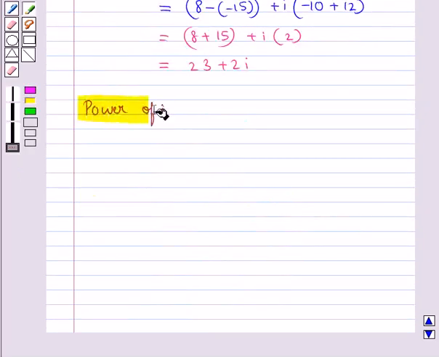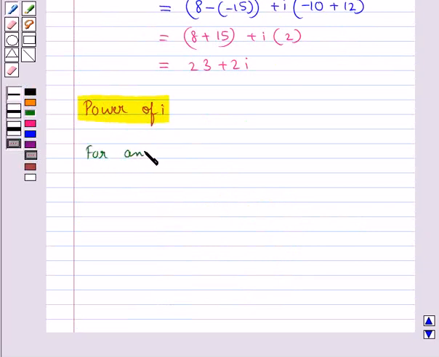Next, we discuss powers of i, that is, for any integer k, we have i to the power 4k is equal to 1, then i to the power 4k + 1 is equal to i, i to the power 4k + 2 is equal to −1, and i to the power 4k + 3 is equal to −i.